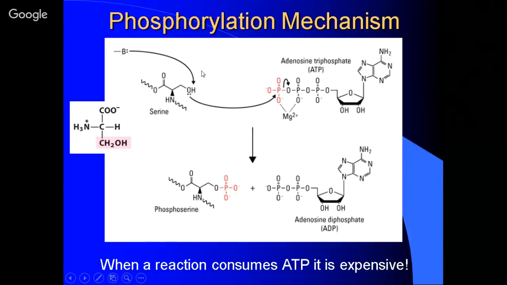And then the main phosphorylation mechanism that we're going to be looking at is the transfer of a phosphate from ATP onto an amino acid hydroxyl group. Serine, threonine, and tyrosine are going to be the three we're going to look at. Here is serine transferring the phosphate onto the oxygen, the hydroxyl group of serine. And that would just be a typical reaction.